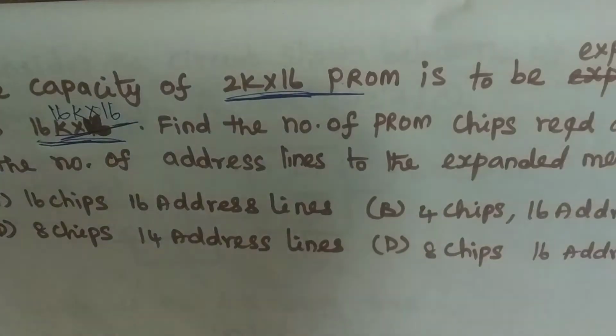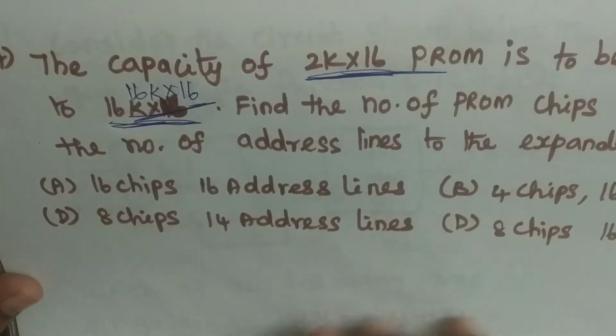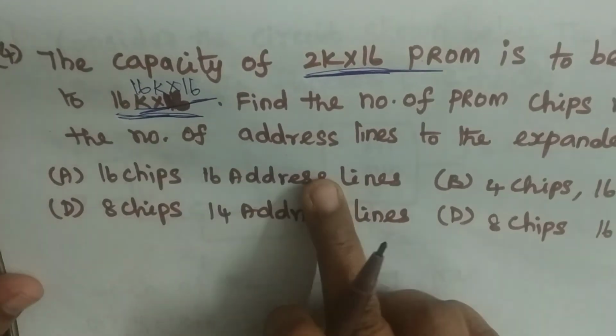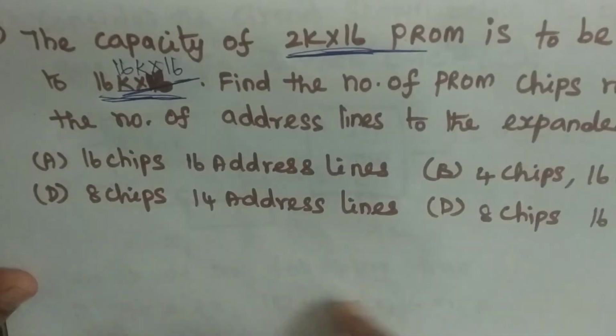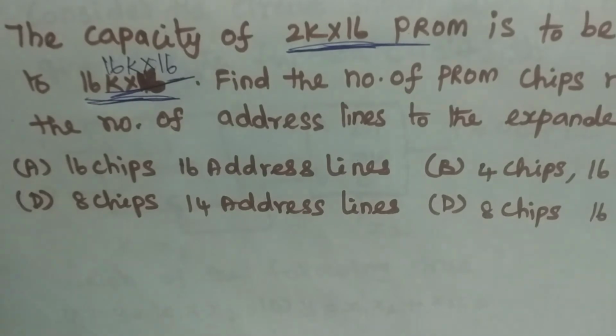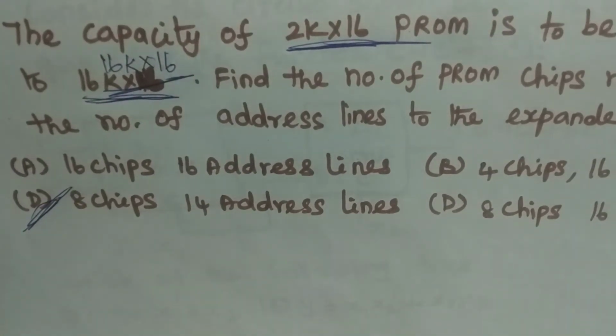We see the options. 16 chips is 15 address lines, 4 chips is 16 address lines, then 8 chips and 14 address lines. This is the correct answer.